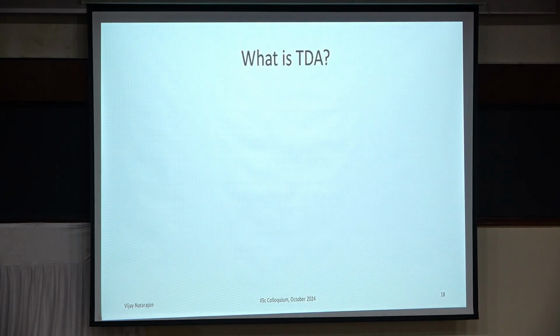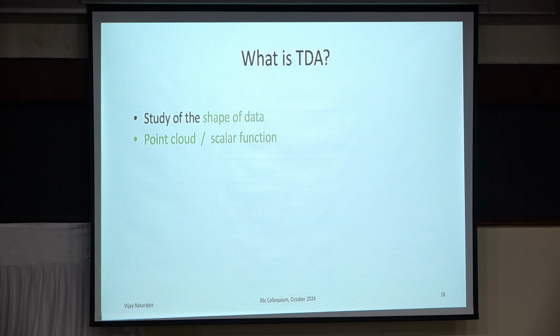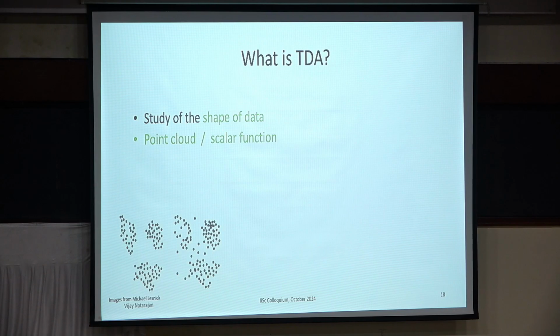So how do you use topology? So what is topological data analysis? We try to use topology by bringing in the study of connectivity of space to understand the shape of data. The data here is typically a point cloud or a scalar function. And by shape of data, I would mean, for example, the number of components or clusters in this point cloud, which is difficult to identify when there is noise.